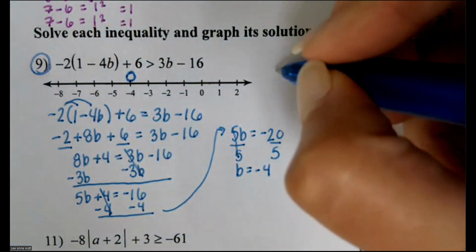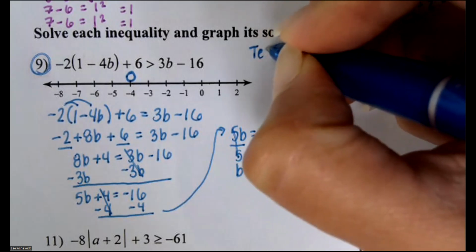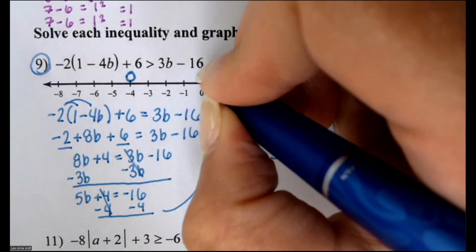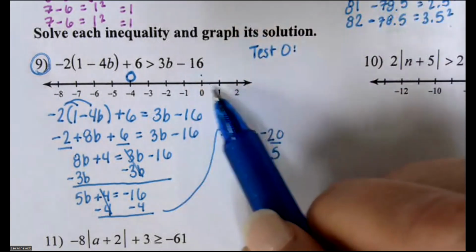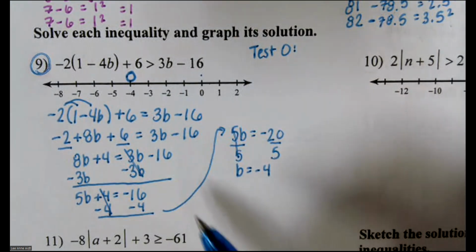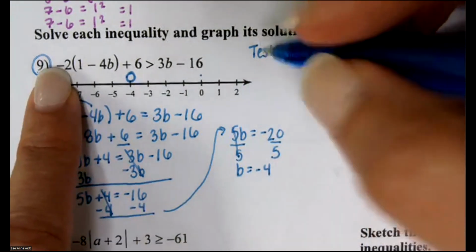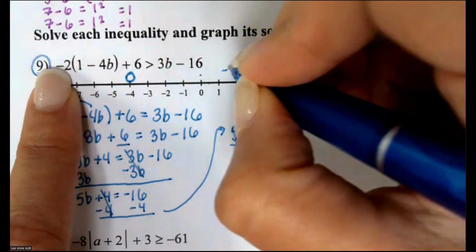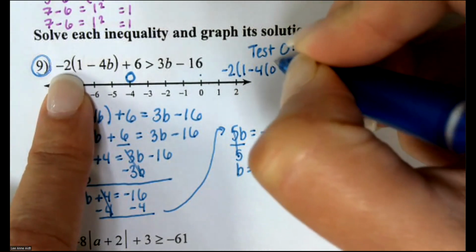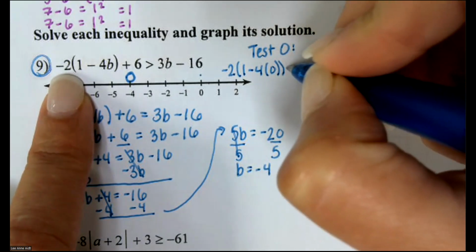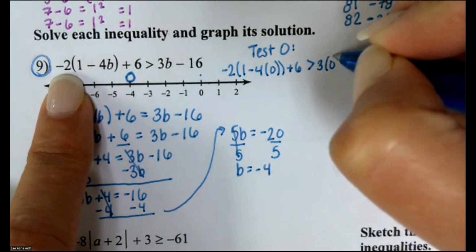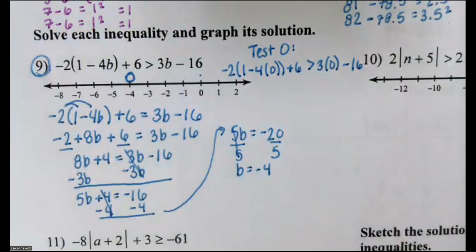And now we're going to test 0. And 0 is going to be right here. So we're going to test this spot to see if it's true or false right there. So -2 times (1 minus 4 times 0) plus 6 is greater than 3 times 0 minus 16.